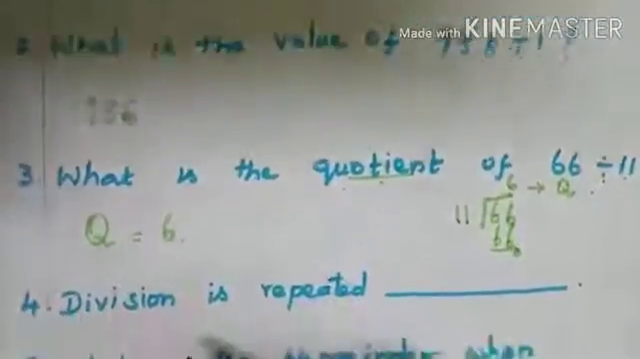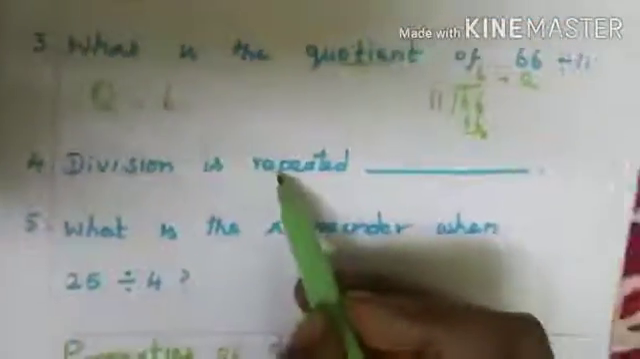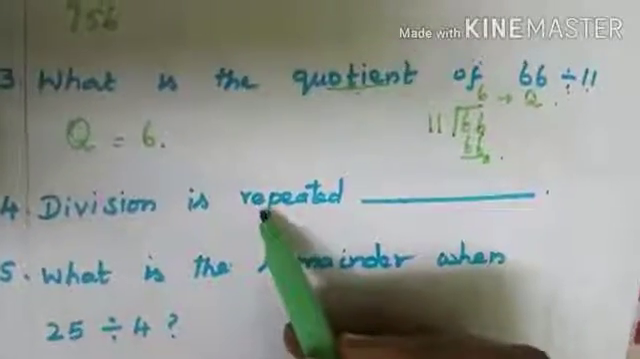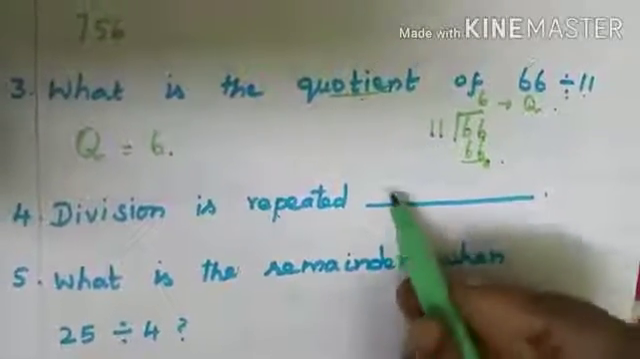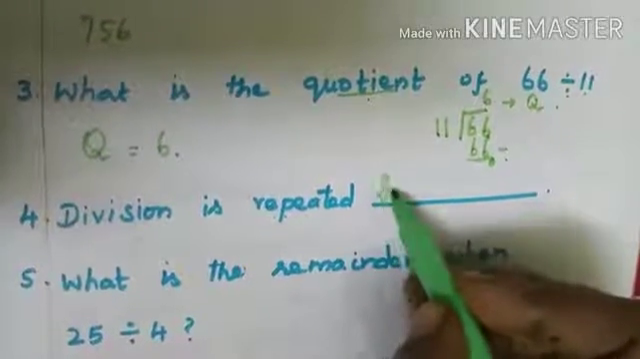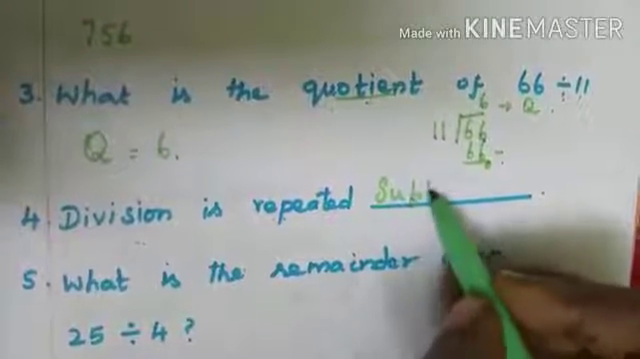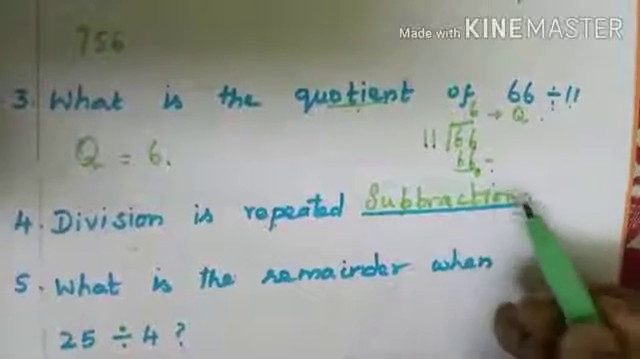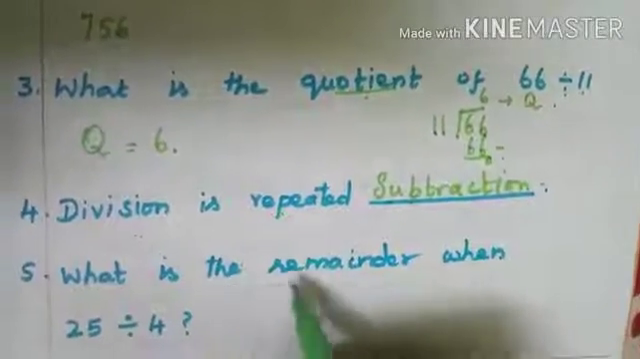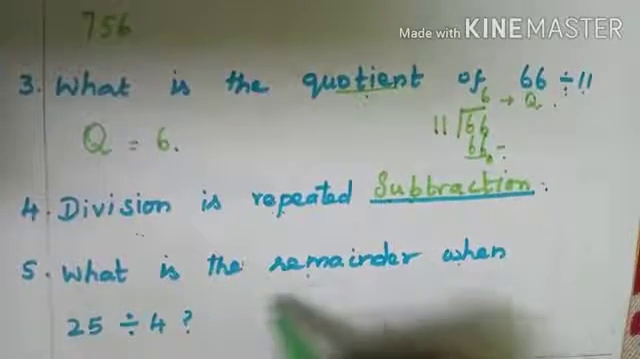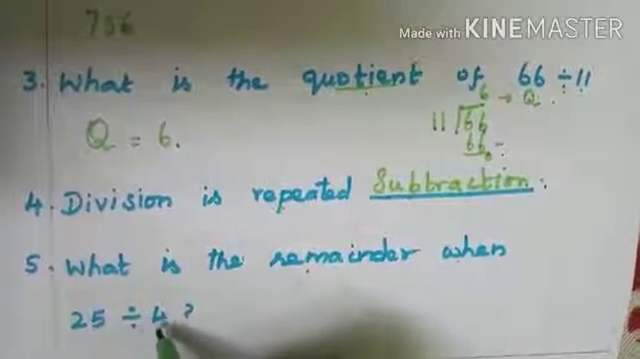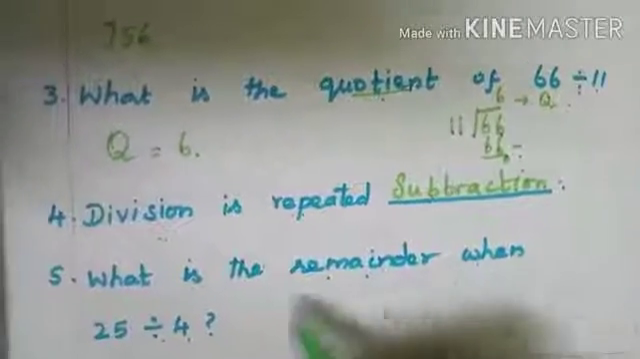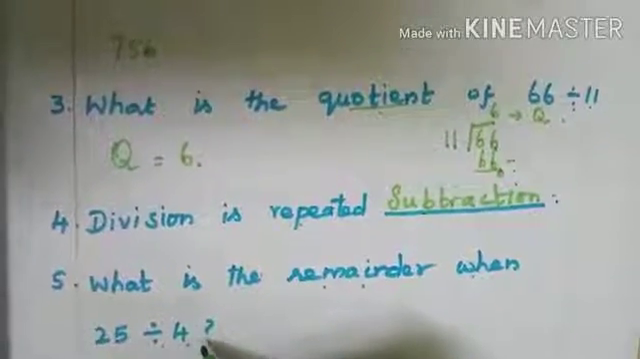The next question is, division is repeated dash. Yes, it is repeated subtraction. Division is repeated subtraction. And the next question, what is the remainder when 24 is divided by 4?